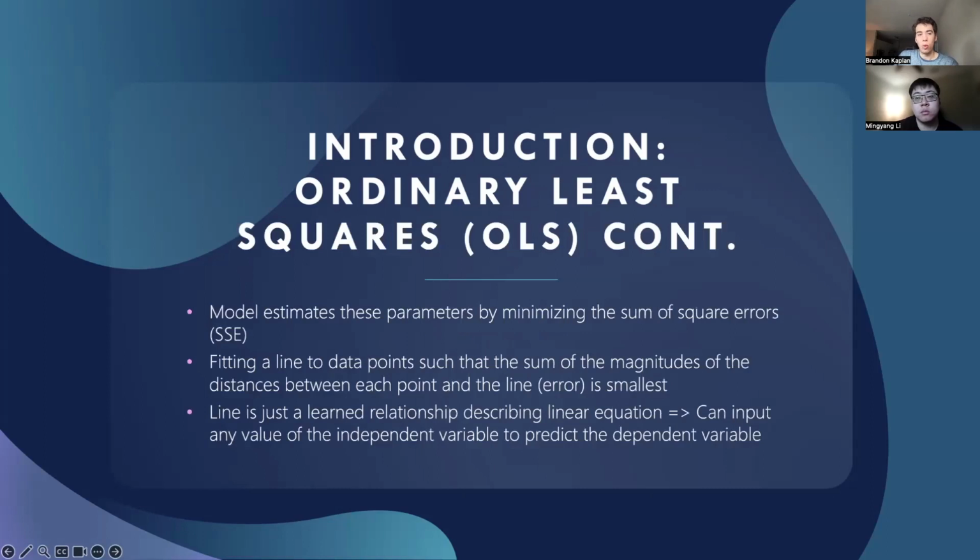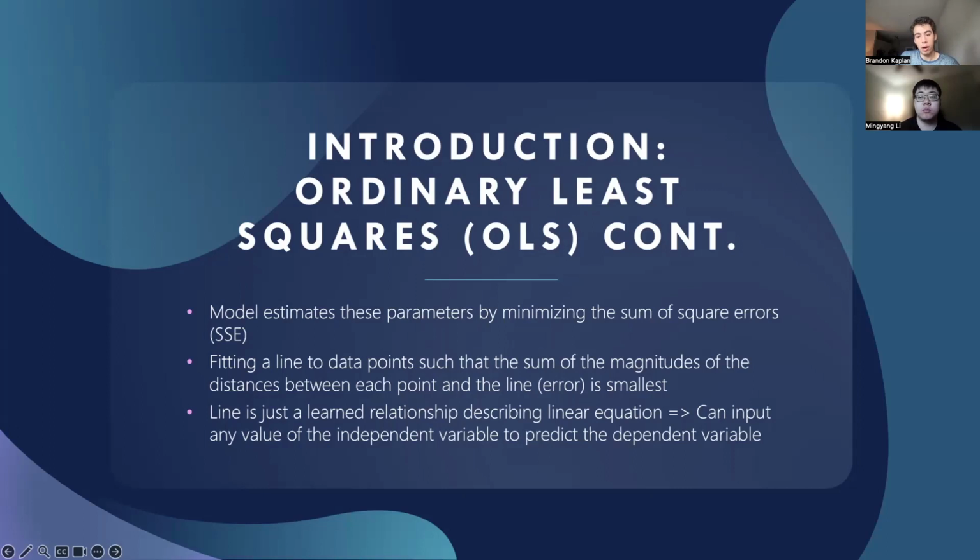Now, the way the ordinary least squares model works is that it estimates these parameters by minimizing the sum of squared errors, the SSE, and that's why it's called least squares. It fits a line to the data points such that the sum of the magnitudes of the distances between each point and the line is as small as possible. That line is the learned relationship, described by the linear equation we showed on the last slide. So I can plug in any value for x, and I'll get out a predicted value for y.